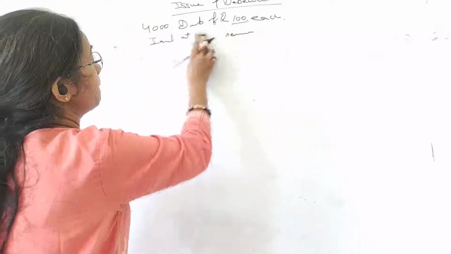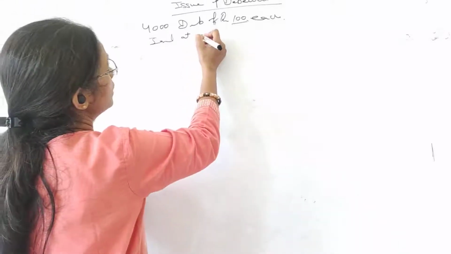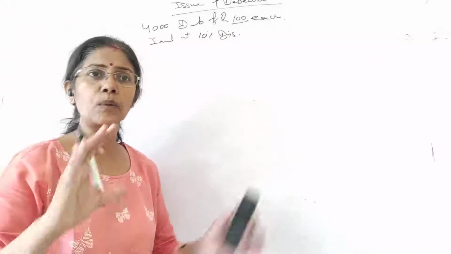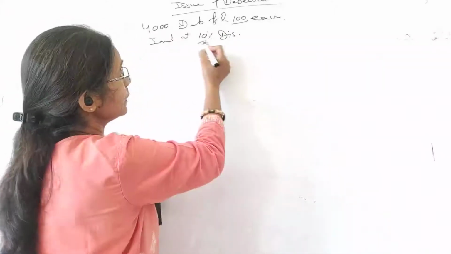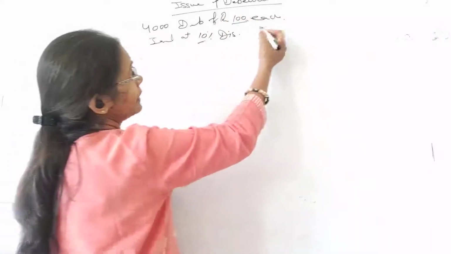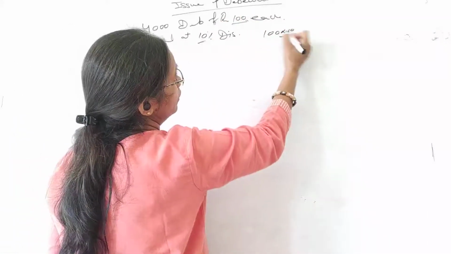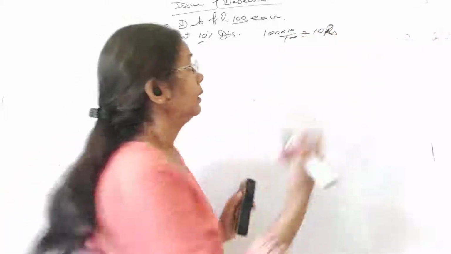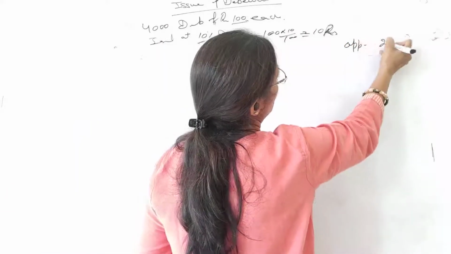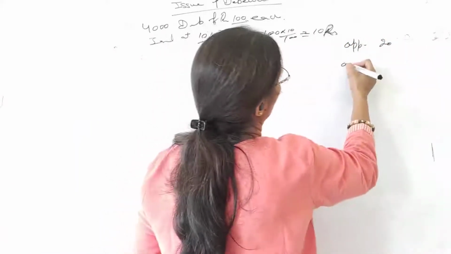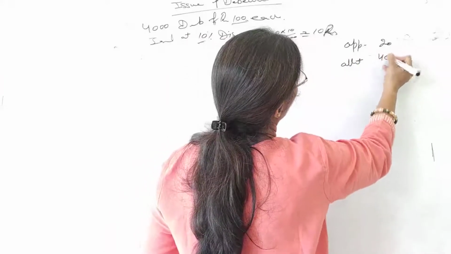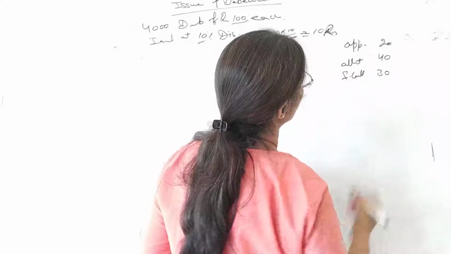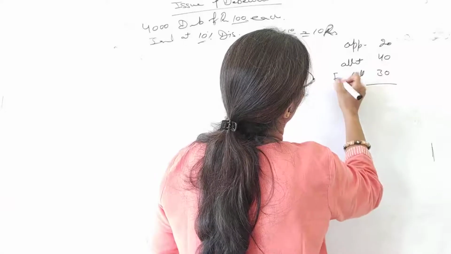And if I say issued at 10% discount, this discount and premium can be given in percentage also, and this percentage is of the face value always. Face value is 100, का 10%, this is 10 rupees. Alright? Okay? So once again, application 20 rupees, allotment 40, first call 30, first and final call.